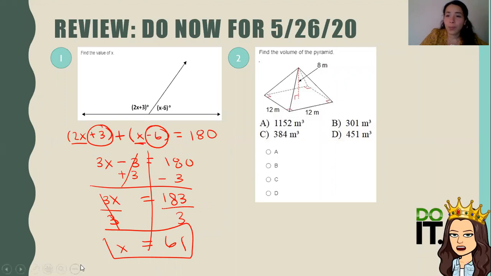All right, so let's look at question 2. Find the volume of the pyramid. In order to find the volume of the pyramid, or volume of anything really, if anyone knows the formula, go ahead and type it in. If you don't know the formula, then I'll give it to you. I'll give you guys maybe a second if you do know it.